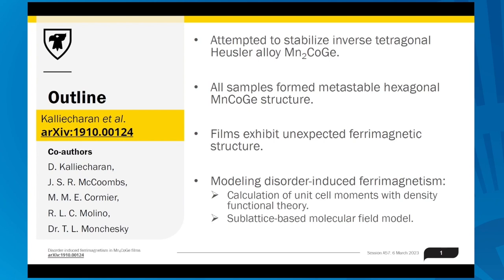This is still interesting though because our film exhibited an unexpected ferrimagnetic structure as compared to the ferromagnetic manganese cobalt germanide hexagonal structure. And so in our paper, we attempt to model this ferrimagnetism using density functional theory. We calculate the magnetic moments as a function of disorder, and we also calculate a sublattice-based mean field model to help give some merit to our claim that these are ferrimagnetic films.